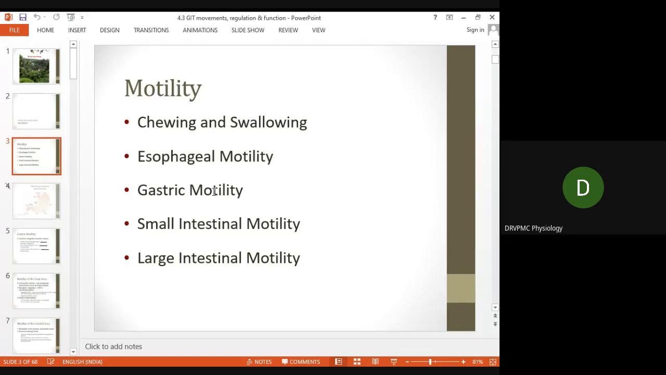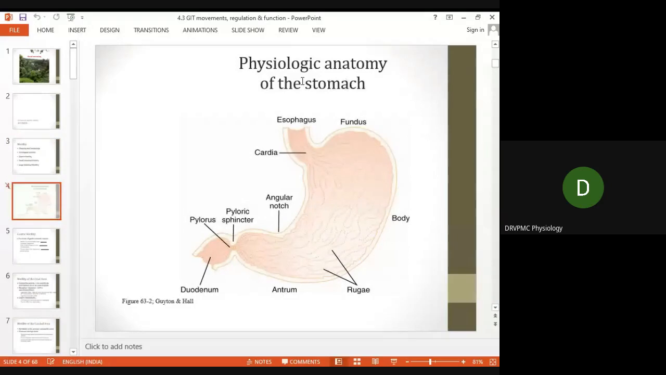And then we have started the discussion about gastric motility, how the processes occur in the stomach. Just a recap, the physiological anatomy of the stomach. This is the esophagus at its lower end. This is the cardia of the stomach, and this is the sphincter, the lower esophageal sphincter or the cardiac sphincter.